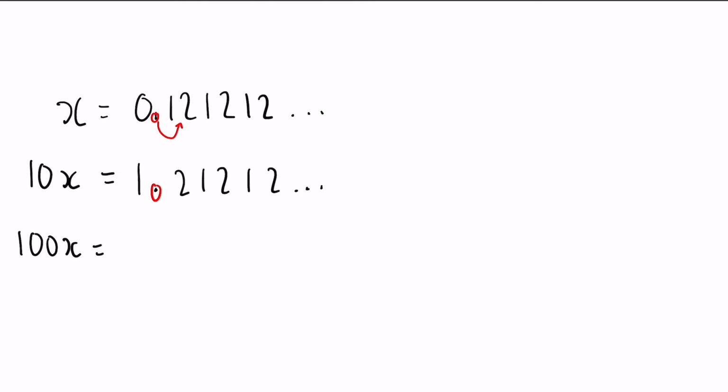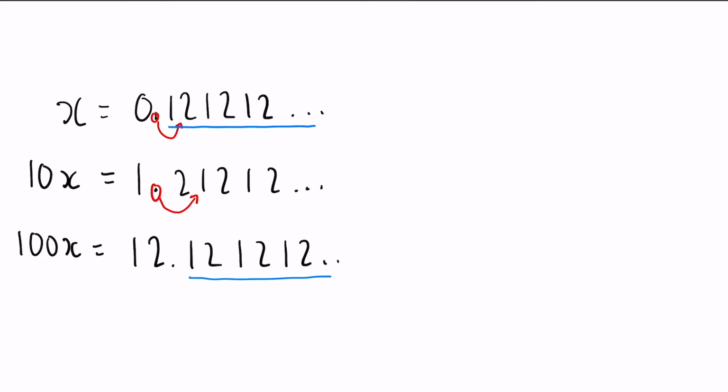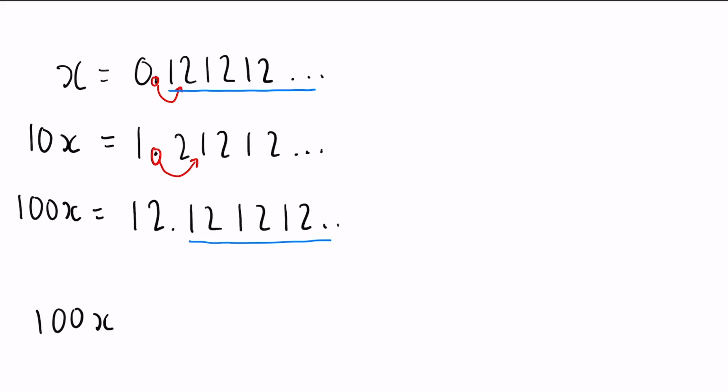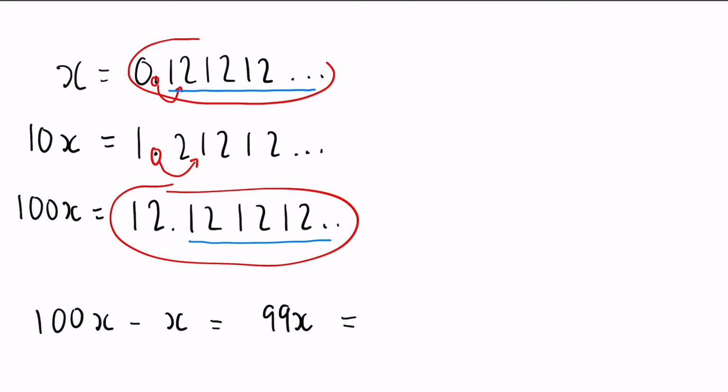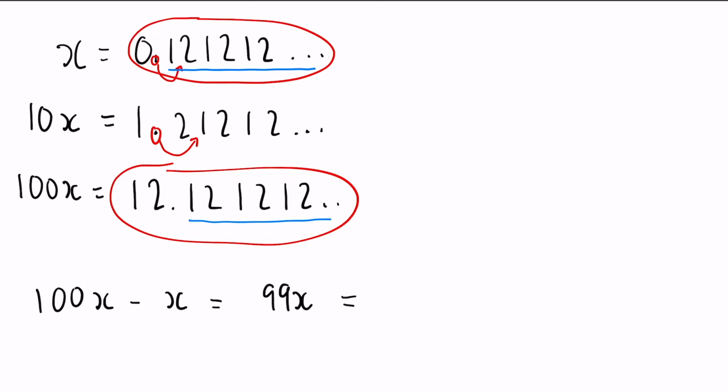So again, this decimal is going to move one place to the right again. So 12.121212 and so on. Now what you'll notice is the original number and this number have the same decimals. And now that they're the same, we can subtract them from each other. So if we do 100x minus x, we know that's going to make 99x. But also that's going to be 12.121212 minus 0.121212. And what this actually does is it cancels the decimals from each other. So we're just left with 12 take away 0 ultimately, which is 12.